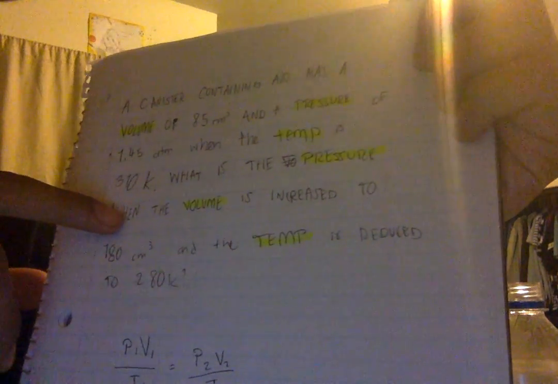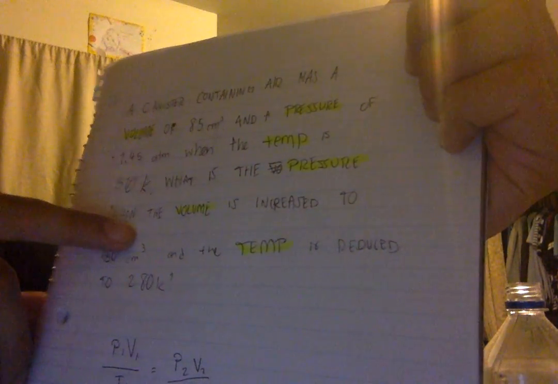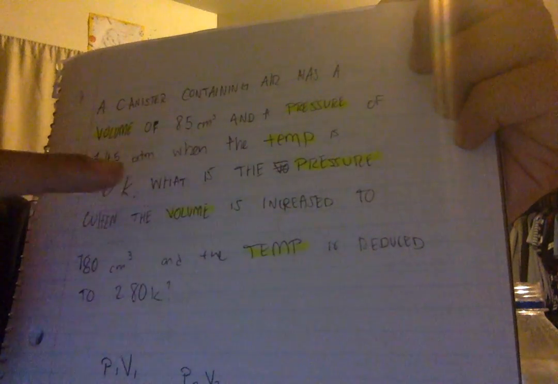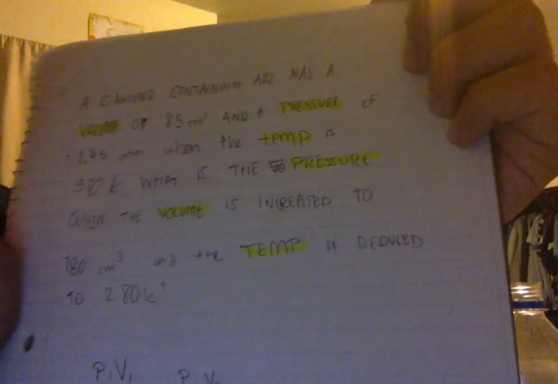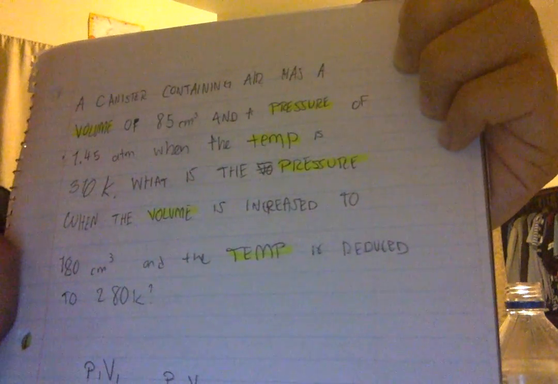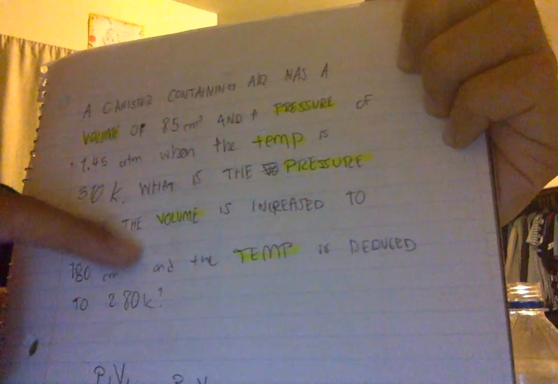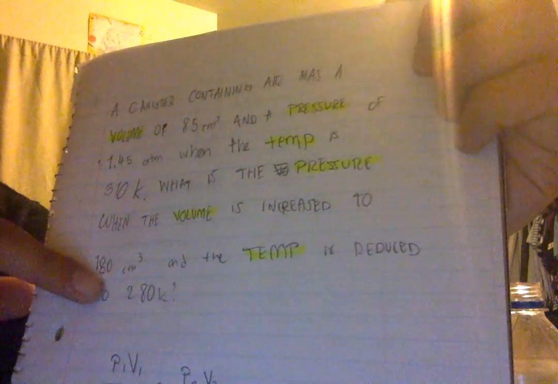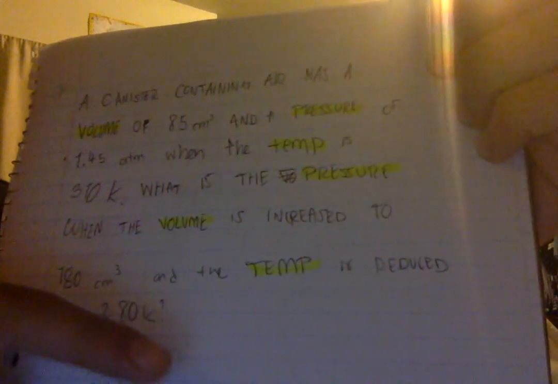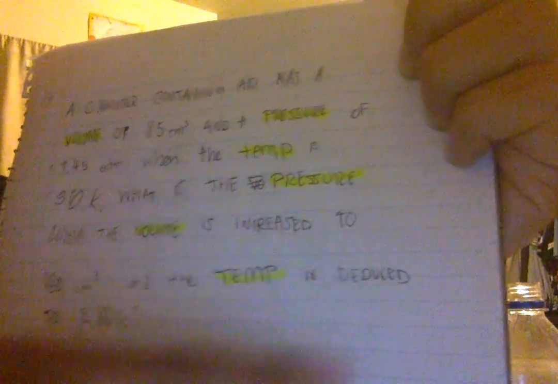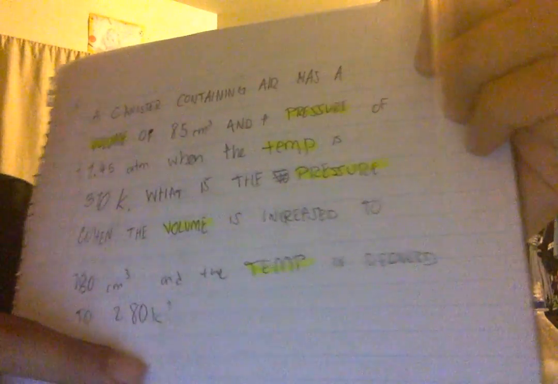And then we have to figure out what pressure 2 is, because it says, what is the pressure? So that already gives it away. We don't know pressure 2, we're solving for that. And we know what volume 2 is because it's here: when volume is increased to 180 centimeters cubed, and temperature 2 is reduced to 280 K. So we just go ahead and plug those in. I've already done that.